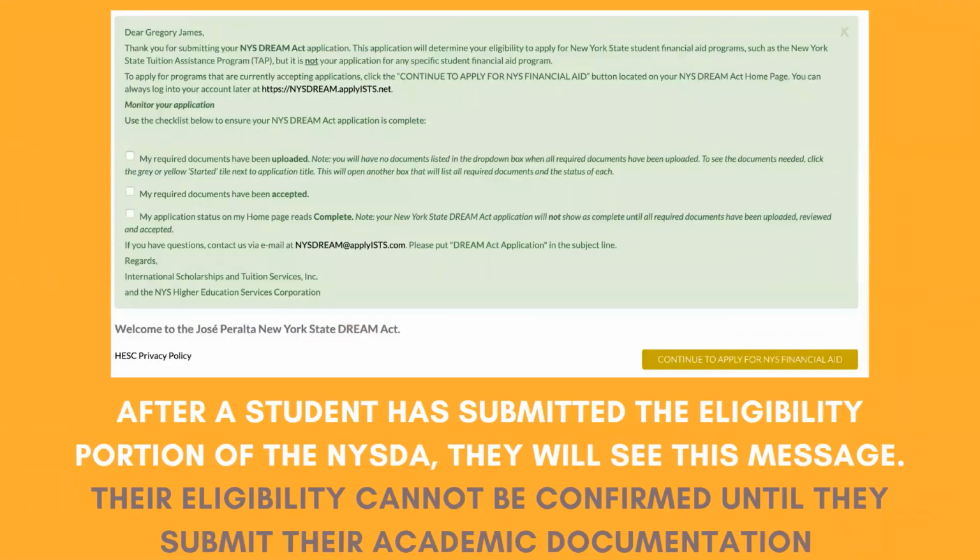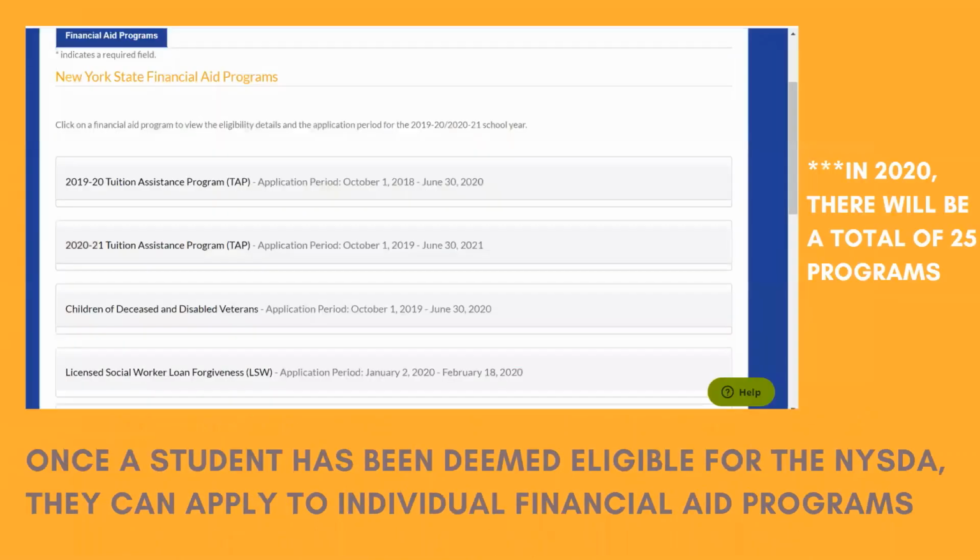After you've completed that first part, you'd get this message that I showed you here. In 2020, there will be a total of 25 programs, so that means there will be 25 individual scholarship applications. Unfortunately, due to the current public health crisis, there's been a delay in making the Excelsior application available on the portal. But we're going to talk a little bit more about that in a second.